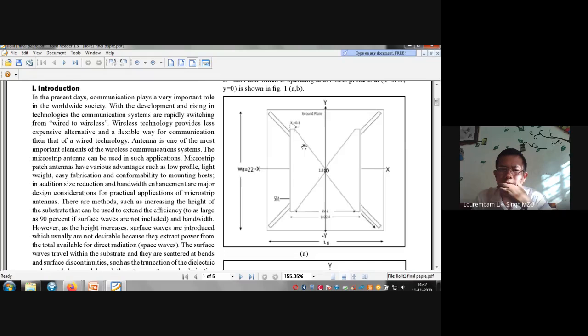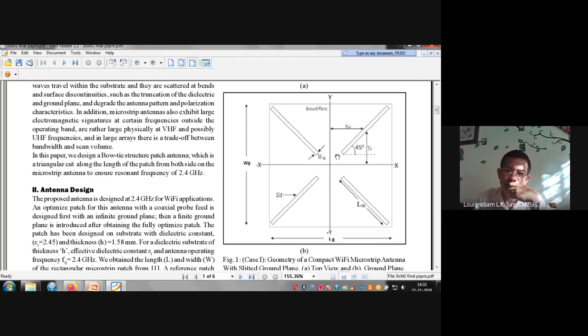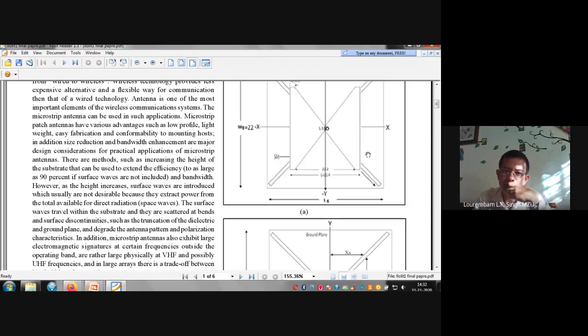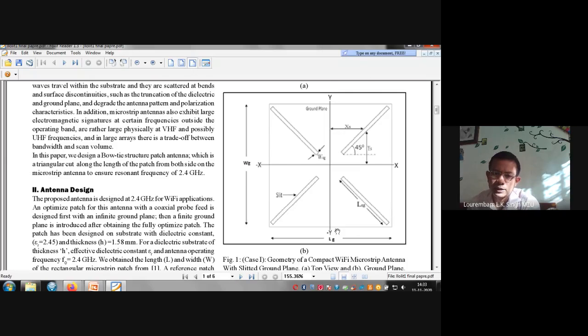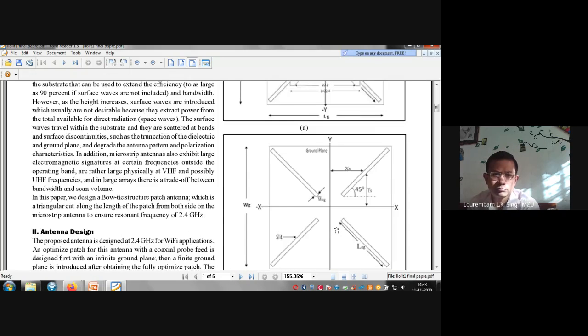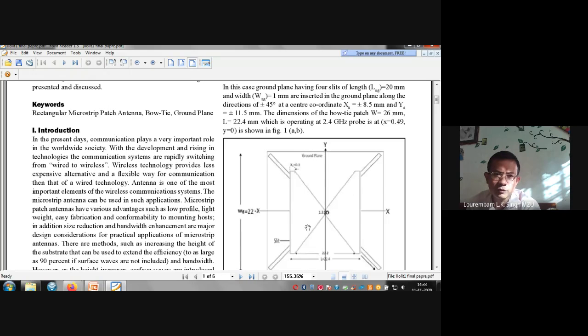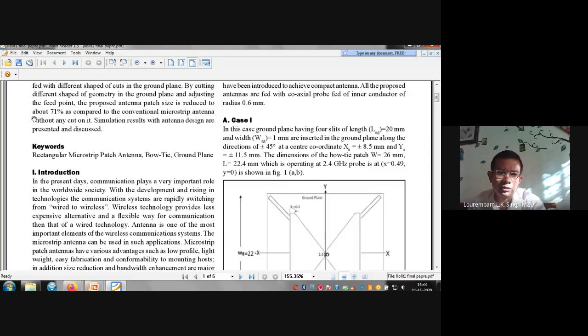This kind of shape has been proposed. Then after that we try to cut, like for example we can see here, this is the bow tie shape of the patch. Then after that we introduce this kind of slots, 45-degree bending slots, in all 4 directions like this. Then with this kind of patch, we can obtain around 71% reduction.